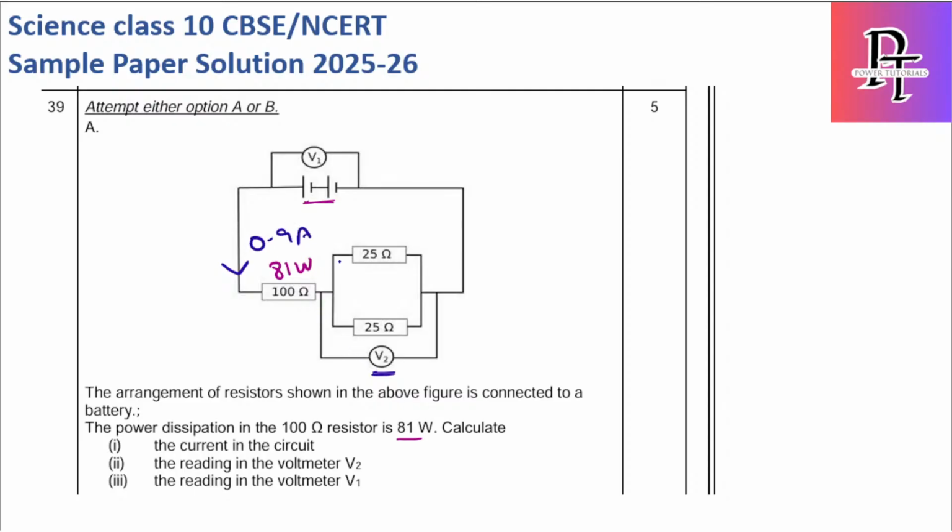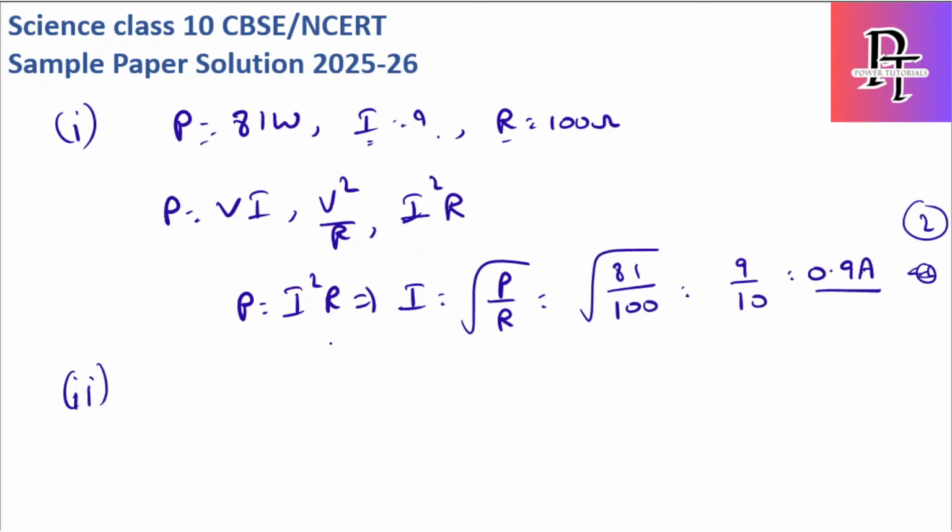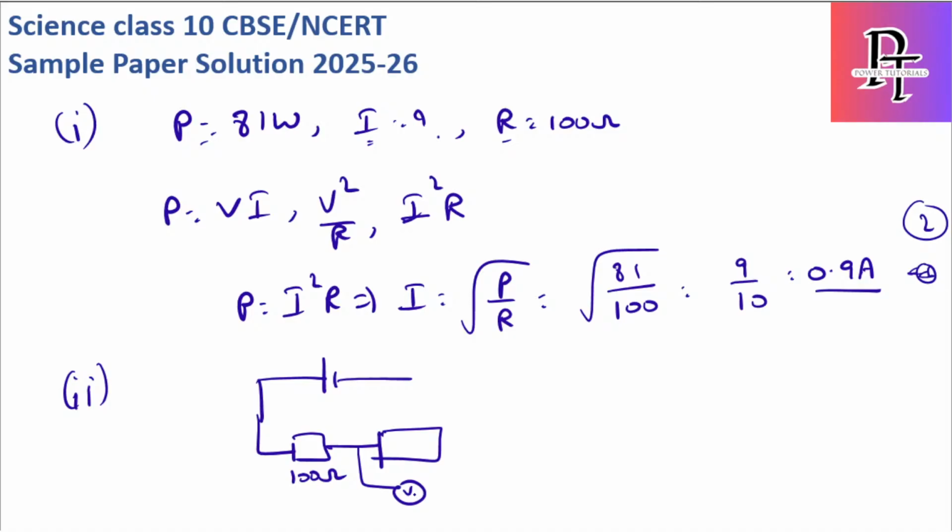So this current will again go and redistribute into 2. Instead of redistributing and again calculating the voltage, I will simply change the circuit this way. I have a voltage source, I have 100 ohms. Now I will reduce the other two resistors to a single resistor so that this becomes V2, and here we have V1.